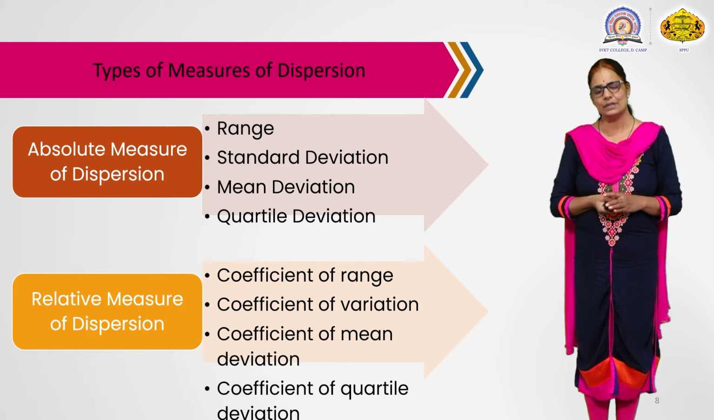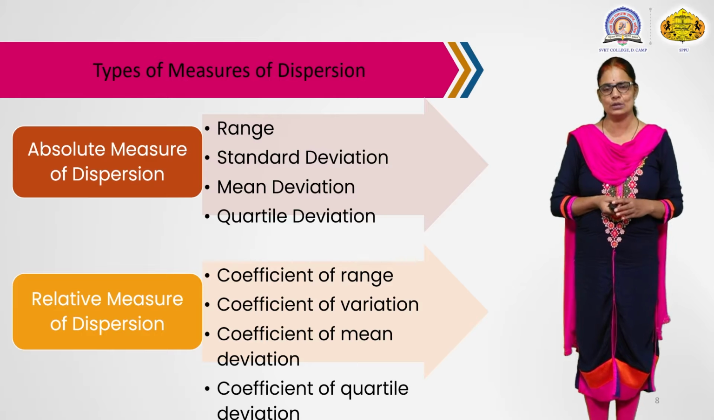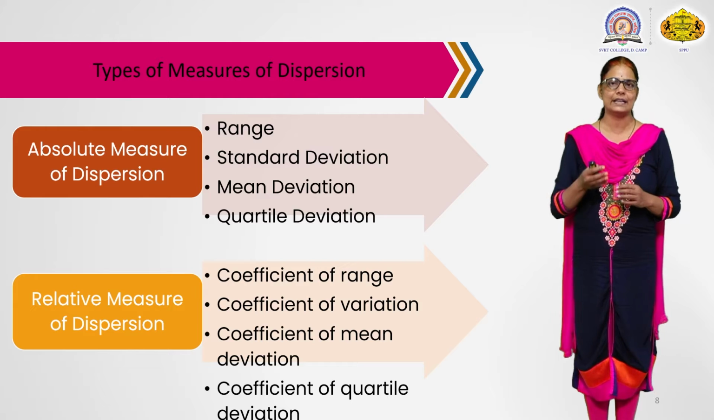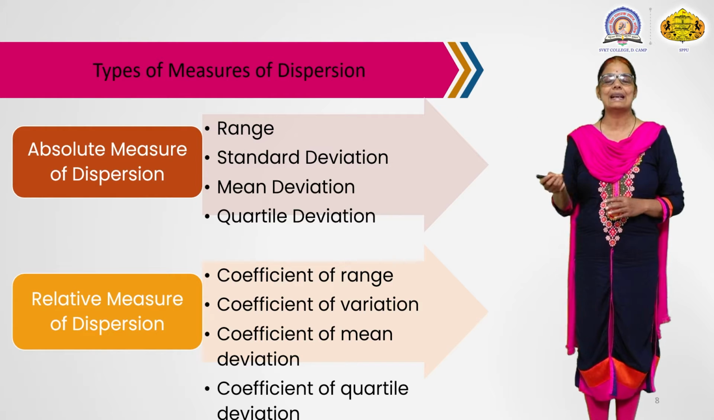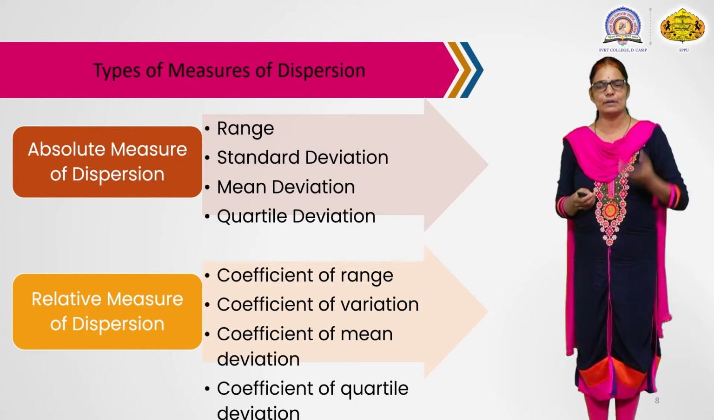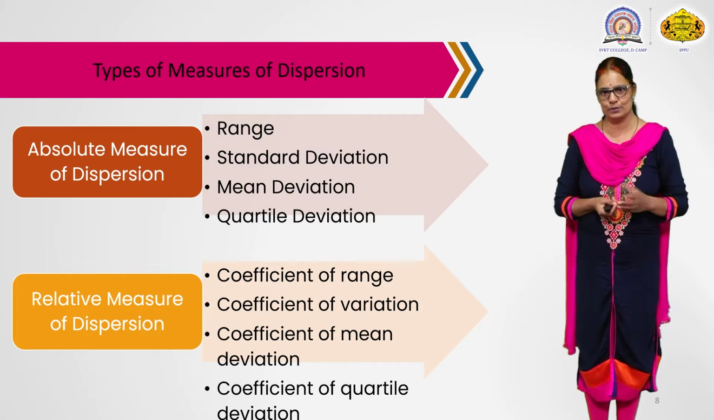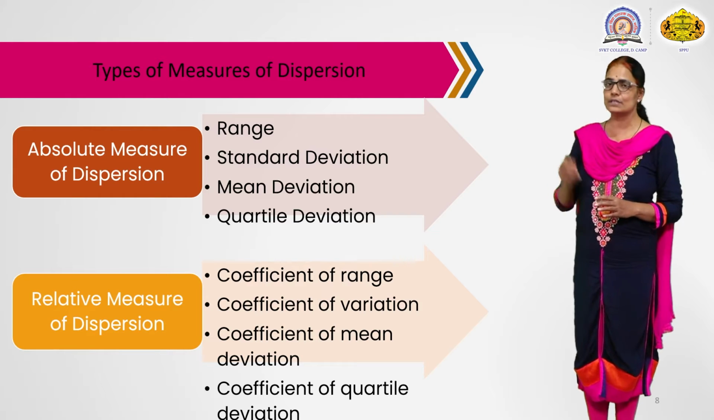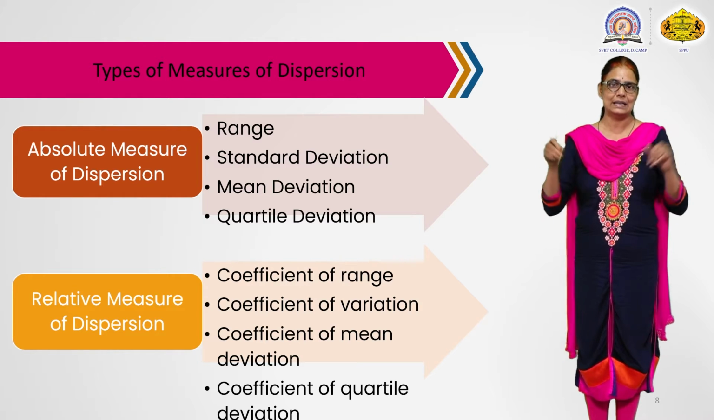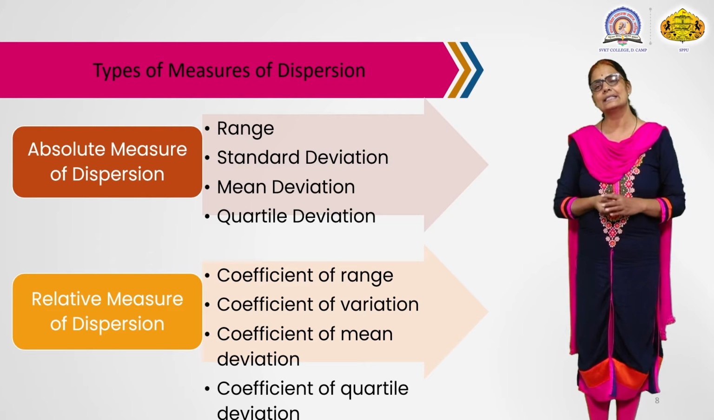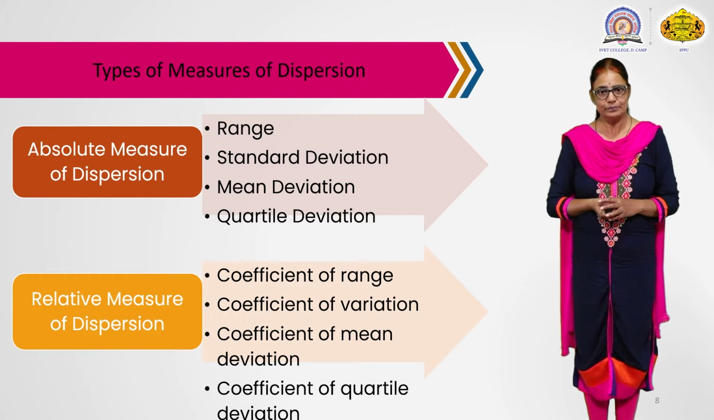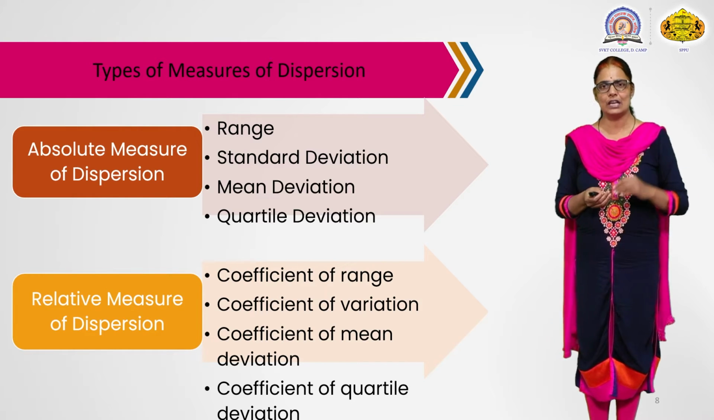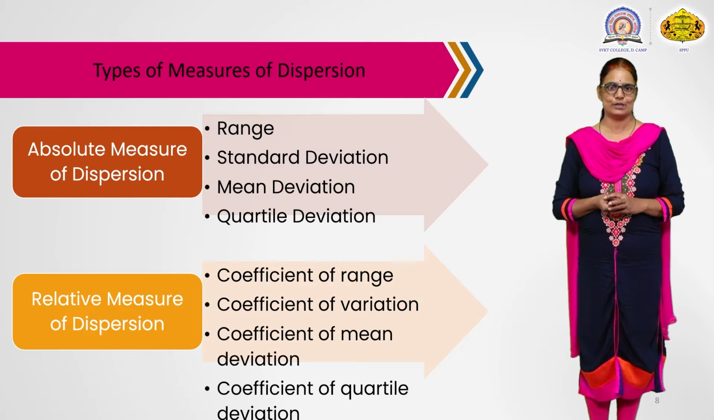Since it has a unit and the unit is same as the observation, suppose I want to compare 2 different types of data which have different units. In that case the absolute measure of dispersion is not useful. So in that case we can use the relative measure of dispersion. In relative measure of dispersion, actually it is unitless. Commonly it is calculated in percentage. So to compare 2 data having different units, we can use the relative measure of dispersion.